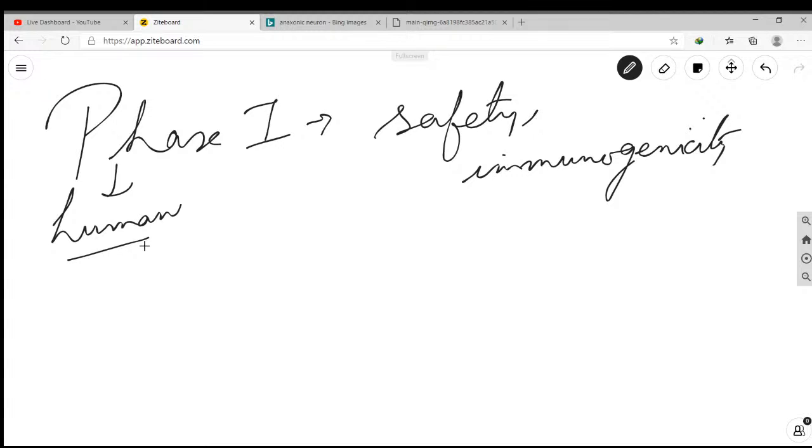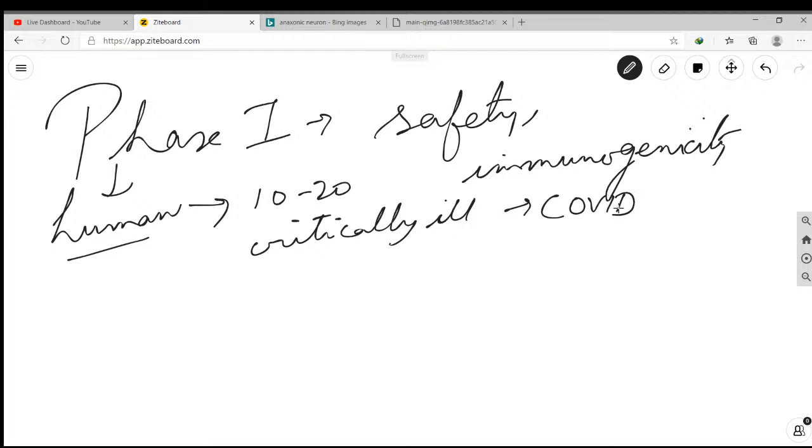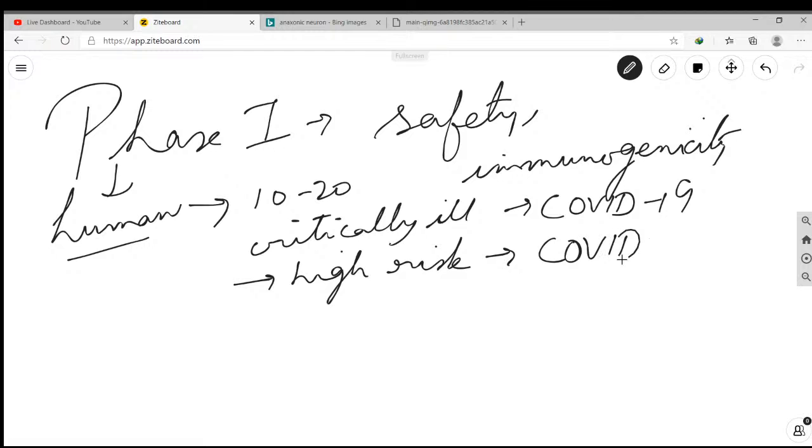When you have entered the human model, we will first recruit 10 to 20 critically ill patients. In this case, I'll recruit COVID-19 patients or high-risk COVID-19 individuals, like the nurses who are working, who have no option. They are very high-risk individuals who can get COVID-19 at any point of time, because you are a nurse at a COVID-19 facility.